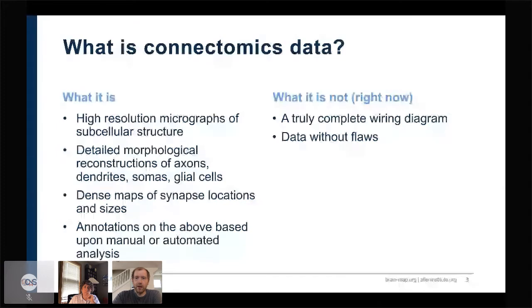What Connectomics data is not, at least right now, particularly in the mouse brain, is a truly complete wiring diagram. I'll get into the reasons why, but particularly for the smaller data sets, as Nuno mentioned, all of the axons and dendrites of individual neurons are not contained within the volume, and 100% of the data has not been proofread. So you shouldn't think about it simply as a graph that I'm just going to download and start analyzing that is truly complete. You have to really think about the data and what limitations different data sets have and what the state of the proofreading is.